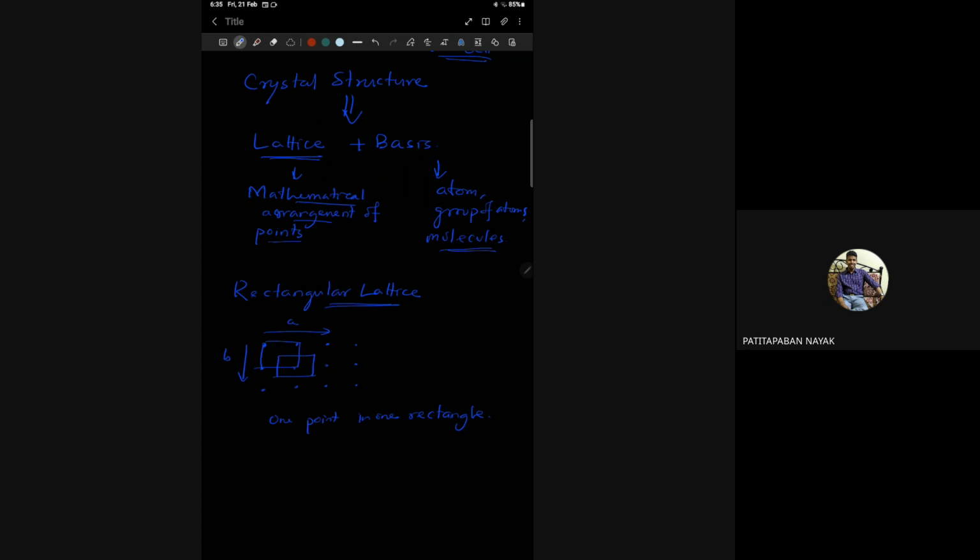Now these points are called lattice points. This is a purely mathematical arrangement. But if we attach a basis to each lattice point, we make the crystal.